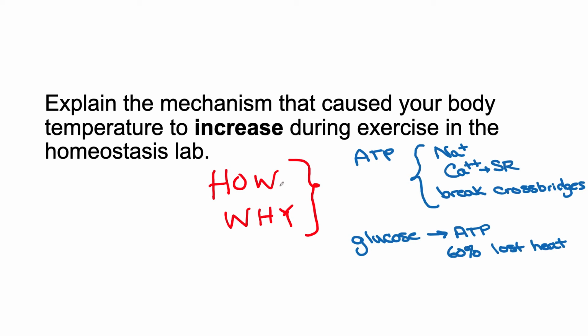How did we get hot? And why did we get hot? We got hot because it was inefficient and we lost heat. And why did that happen? Because we were doing cellular respiration.